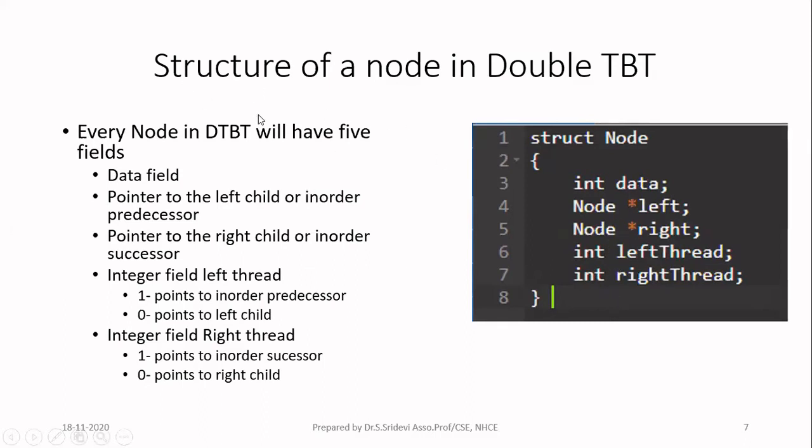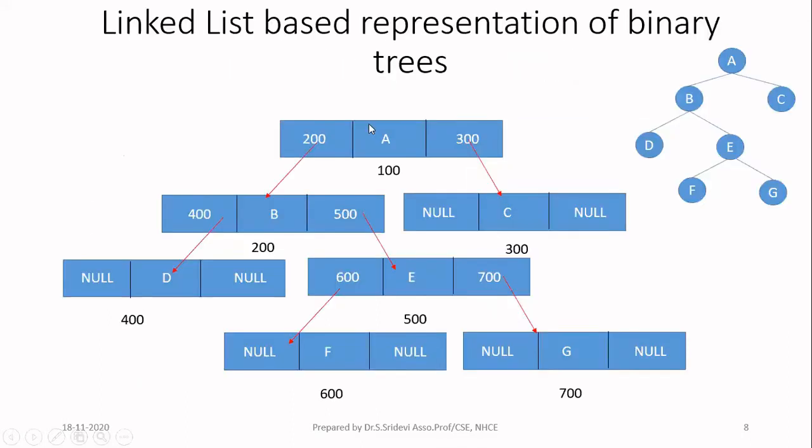So now this is about the structure of a node in a double threaded binary tree. Now we will move on to the linked list based representation of this binary tree. We have already seen this in many classes, but let me see it one more time. Here a binary tree is given to me. I am representing this as a linked list. Only in the leaf nodes do I have null values. In all the remaining nodes, I will have the addresses of its children.